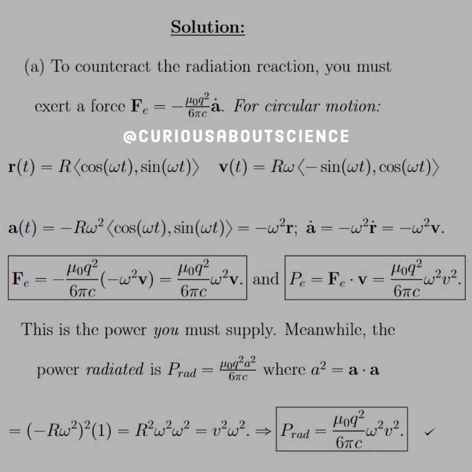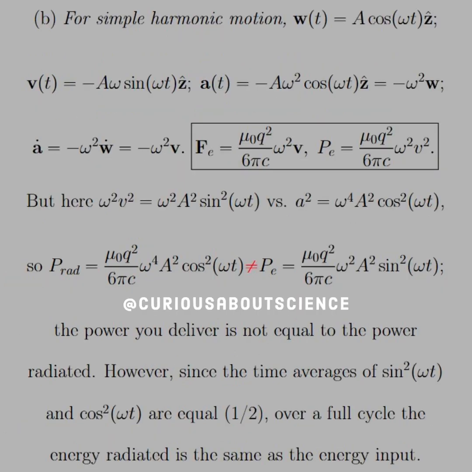If that's the case, a dot a gives us negative r omega squared times r hat, and the dot product of r hat with itself is 1. So what we get is r squared times omega squared. But we know that r times omega is equal to v, so we write that as v squared omega squared. If we plug that in, we get power radiated is exactly the extra force that we applied. That's pretty cool.